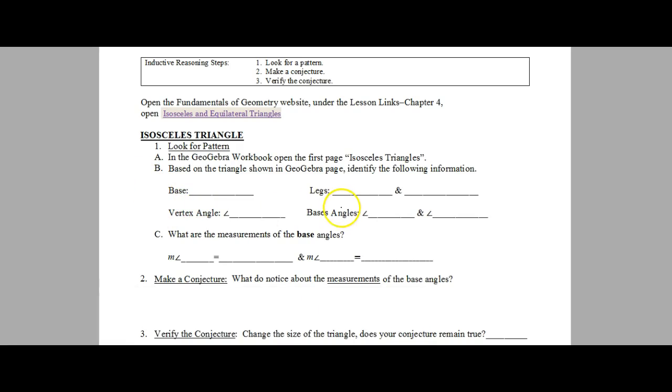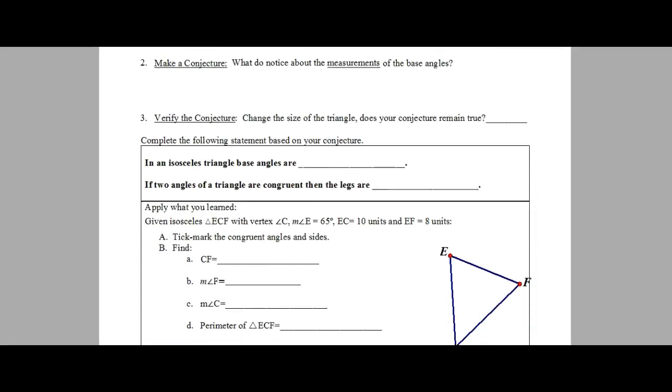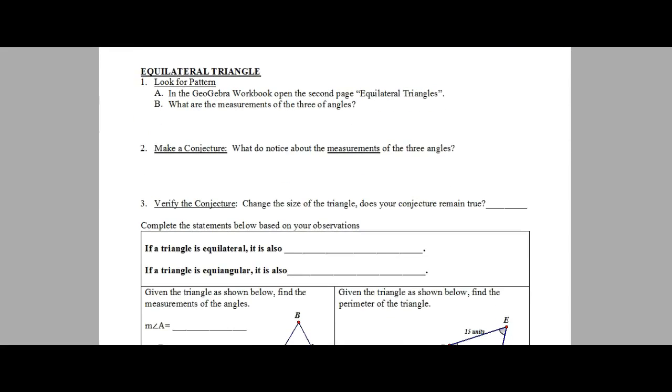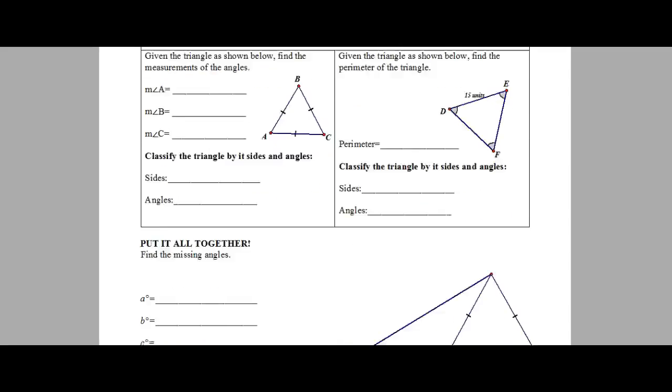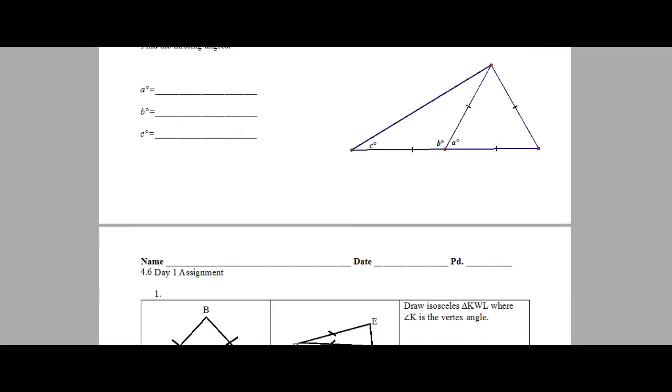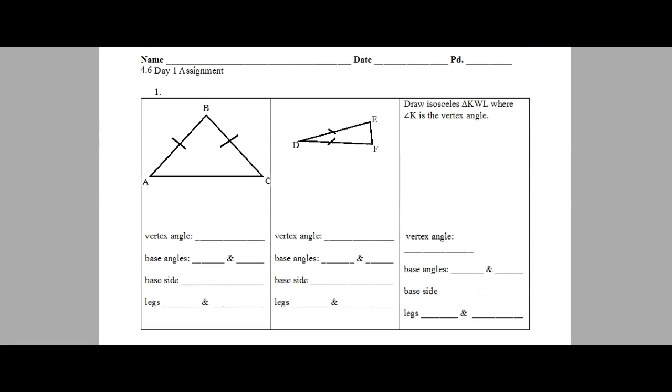So use segments and angles. Identify the measures, make your conjecture. You're going to complete all of the questions, and then you're going to go back and do the equilateral triangle, put it all together, and answer the questions. When you are done with the notes, you should ask for the assignment. The notes is not the assignment. The assignment is something different.